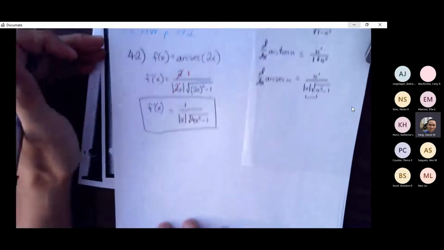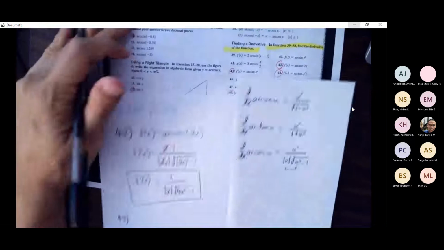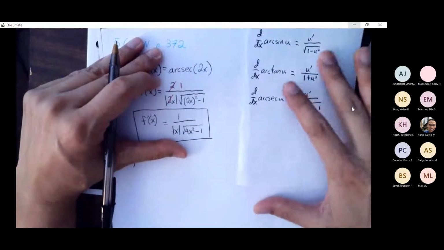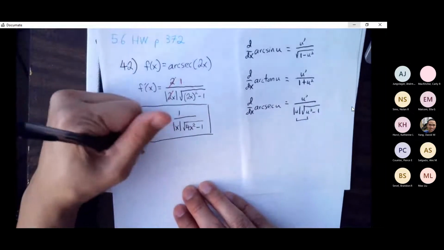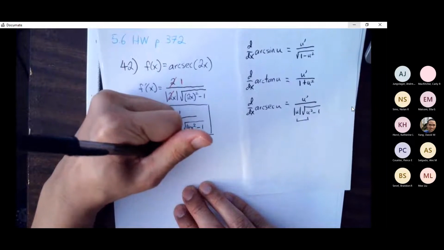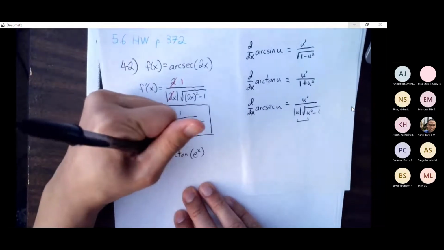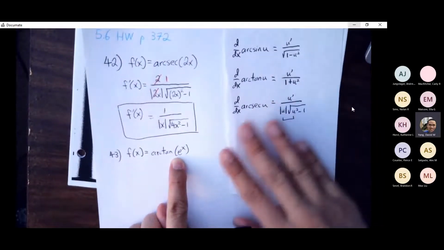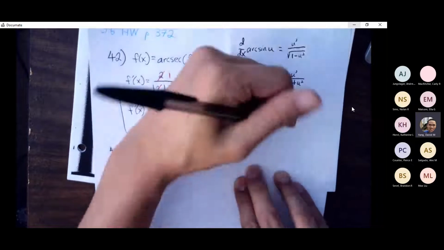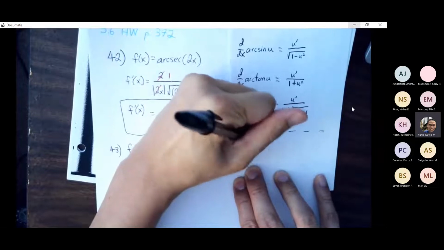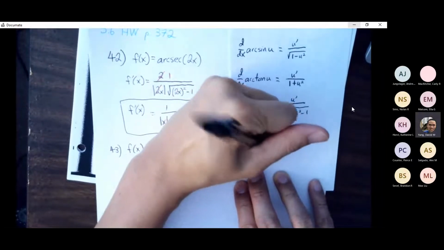Okay, let me try 43 here. So 43, find the derivative of arctangent of e to the x. Okay, we have the arctangent rule, which we're going to apply, but we're also going to need to use the e to the u rule. So as a side note here, derivative of e to the u is just e to the u times u prime.